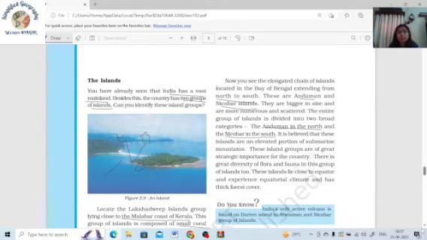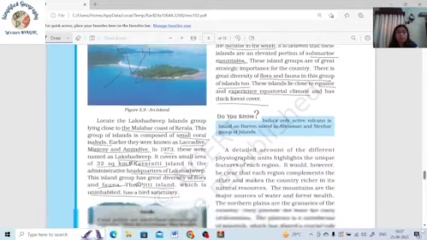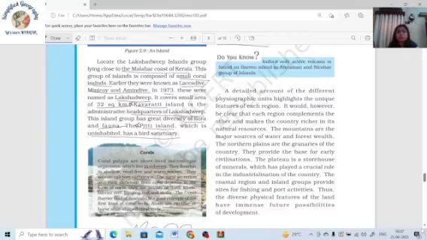It is believed that these islands are an elevated portion of submarine mountains, and these island groups are of great strategic importance for the country. There is great diversity of flora and fauna in this group of islands too. These islands lie close to the equator and experience an equatorial type of climate, with thick dense forest. India's only active volcano is found in Barren Island in the Andaman and Nicobar group of islands.